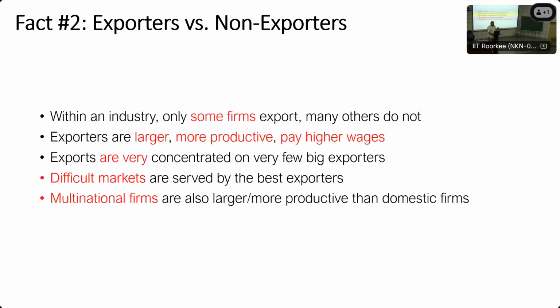We will see today even exporters versus non-exporters. Within an industry, only some firms export, many others do not. We'll see exporters are larger, more productive, and pay higher wages. Exports are very concentrated in a few big exporters. Difficult markets are served by the best exporters. And multinational firms are the largest firms and more productive than domestic firms.